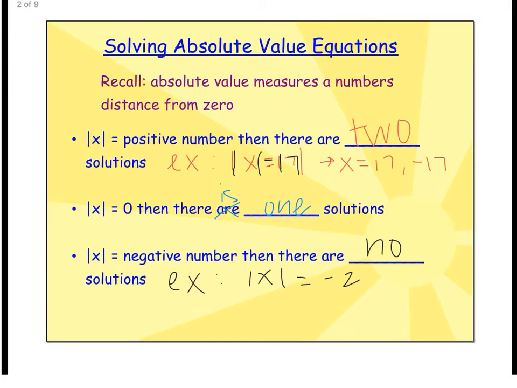If the absolute value of x is equal to 0, then there is only one solution. And if the absolute value of x is equal to a negative number, then there are no solutions. If we think about absolute value measuring distance from 0, we can't have a negative distance. So it makes sense that if the absolute value is equal to a negative number, then we don't have any solutions.